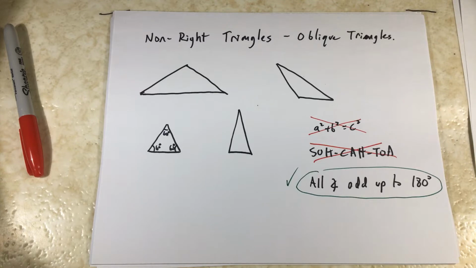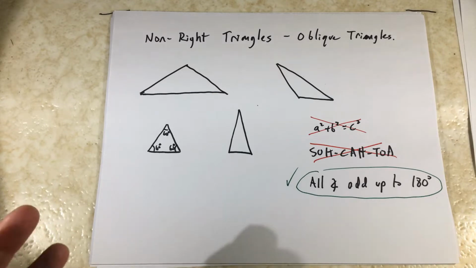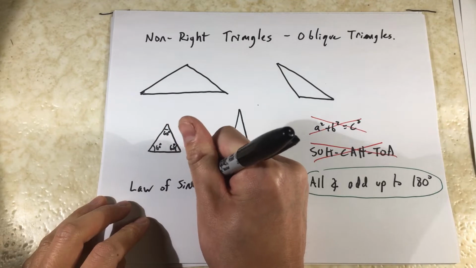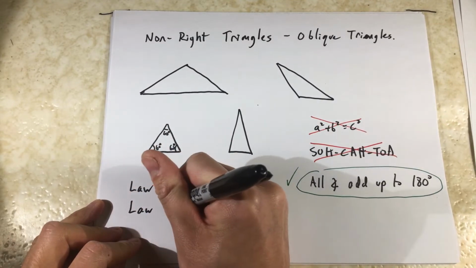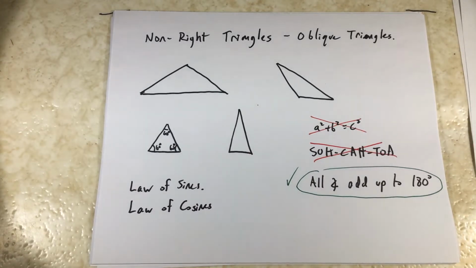So one way of thinking about this is that we have a set of tools for right triangles, and we're going to have a different set of tools for oblique triangles. Specifically, the tools we have for those are the law of sines and the law of cosines. Those are our two main ways of handling these non-right triangles.